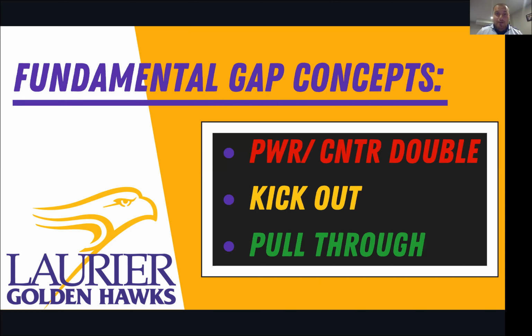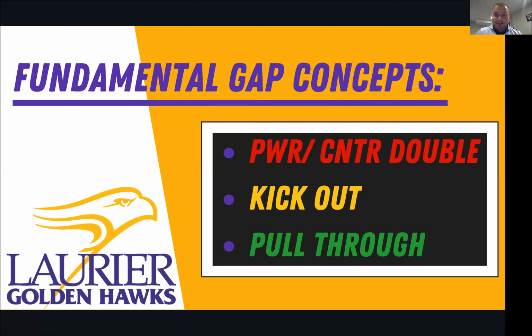What we call at Laurier the power counter double, because we use it in both our power stuff and our counter stuff, is the fundamental aspect of this play. It's always highlighted in red on the diagrams. If you don't have a good power counter double, the play's over, in my opinion, unless your back's going to do something special or your puller is really, really good. If you don't have a great double team to start any of this stuff, you're going to be in trouble. We'll talk about that in a sec.